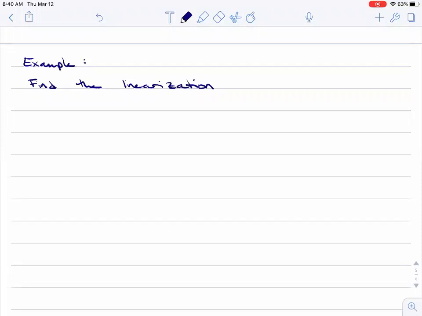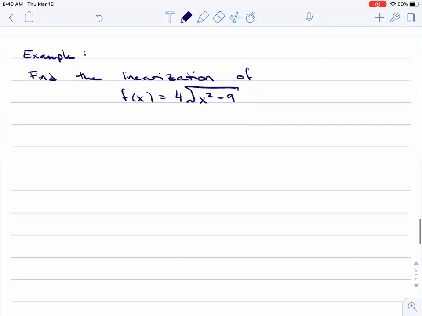Find the linearization of f of x equals 4 times the root of x squared minus 9 at x equals 5. Use it to approximate f of 5.1.